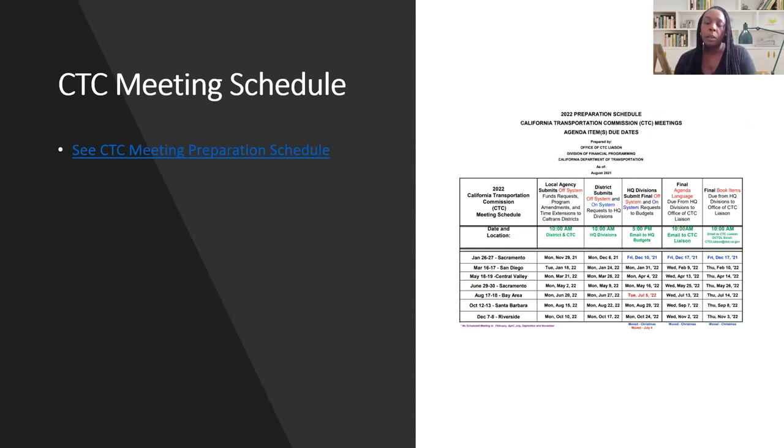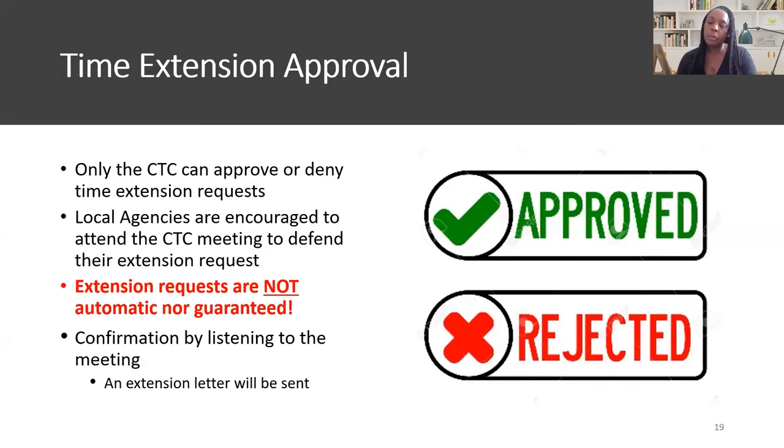And as you're discussing this with your district local assistance representative, they will reference the CTC meeting preparation schedule to determine which meeting your request will be heard at, since your request will require a CTC action and vote by the commissioners. And only the CTC can approve or deny time extension requests. The requests are not automatic. You are encouraged to attend the CTC meetings when your time extension request is on the agenda to hear the status or defend the request if needed. And an extension letter will be sent to you from our office after the extension is approved.